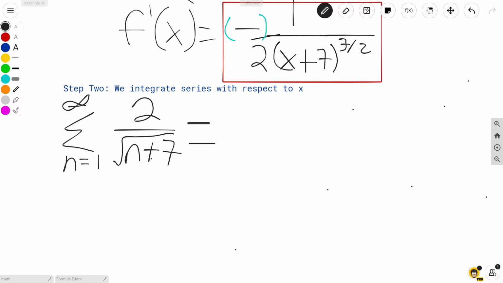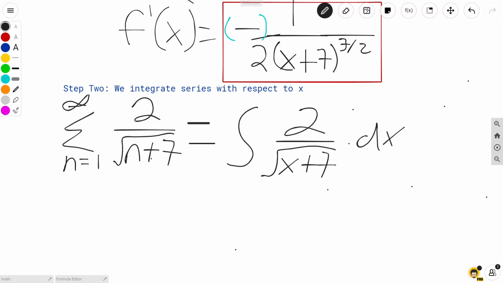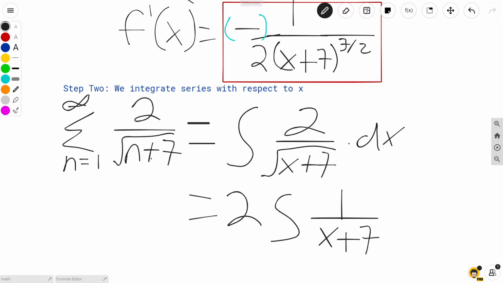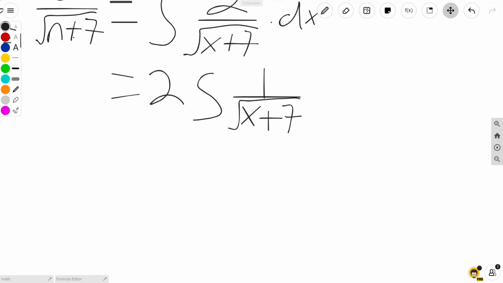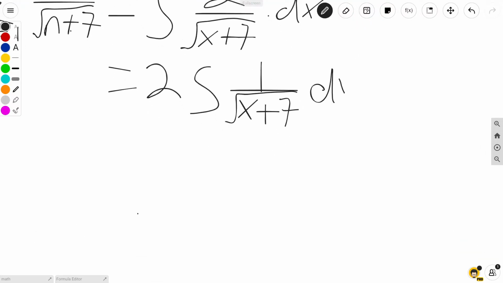So this is going to be equal to the integral of 2 divided by the square root of x plus 7 times dx. So in doing so, whenever we do integrate this, we can go ahead and just pull the 2 out, which is what I'm going to do. At this point, it's just simple integration. So 2 times 1 divided by the square root of x plus 7 times dx is equal to, so what we're going to do over here is we're going to apply u substitution.